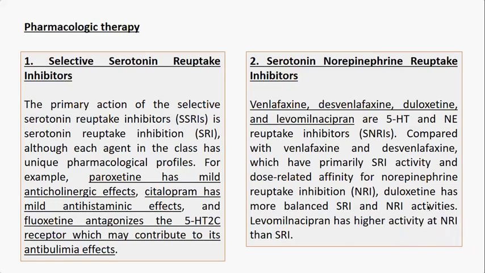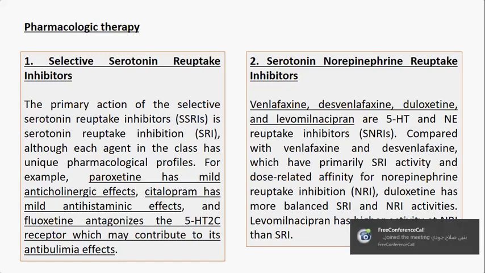For duloxetine, it has more balanced serotonin and norepinephrine reuptake inhibition activities. يعني تكون عمله على both neurotransmitters serotonin and norepinephrine يكون متعادل نوعا ما. بينما الدروج الأخير إنه عنده higher activity of the norepinephrine receptor. It's more than the serotonin receptor. Okay, لكن هما بالنهاية the four agents in this class they have both serotonin and norepinephrine reuptake inhibition activities.